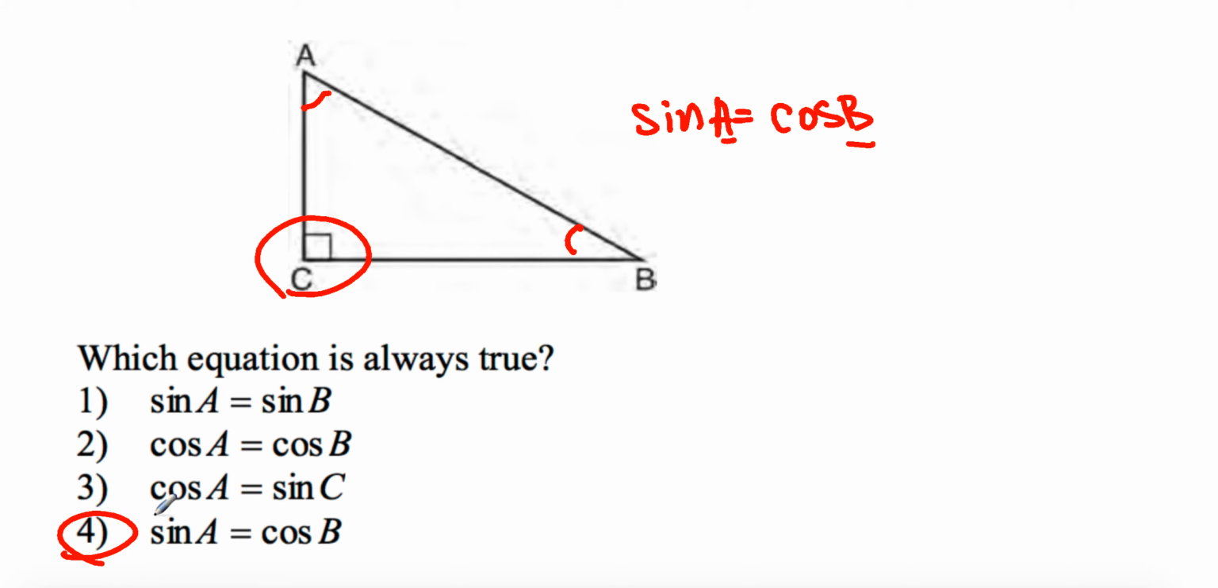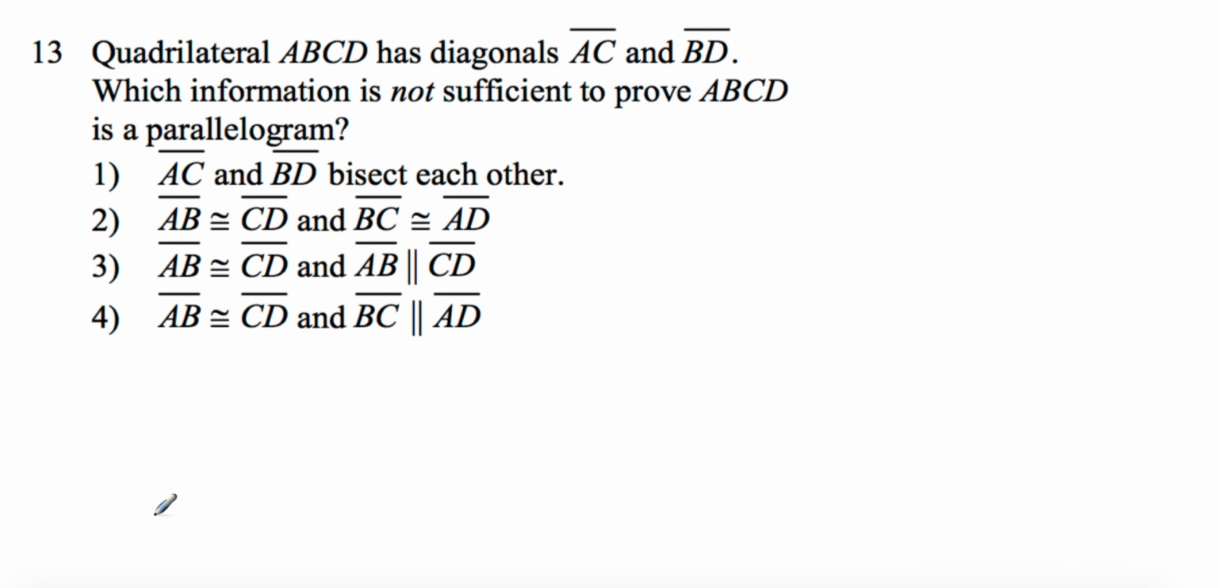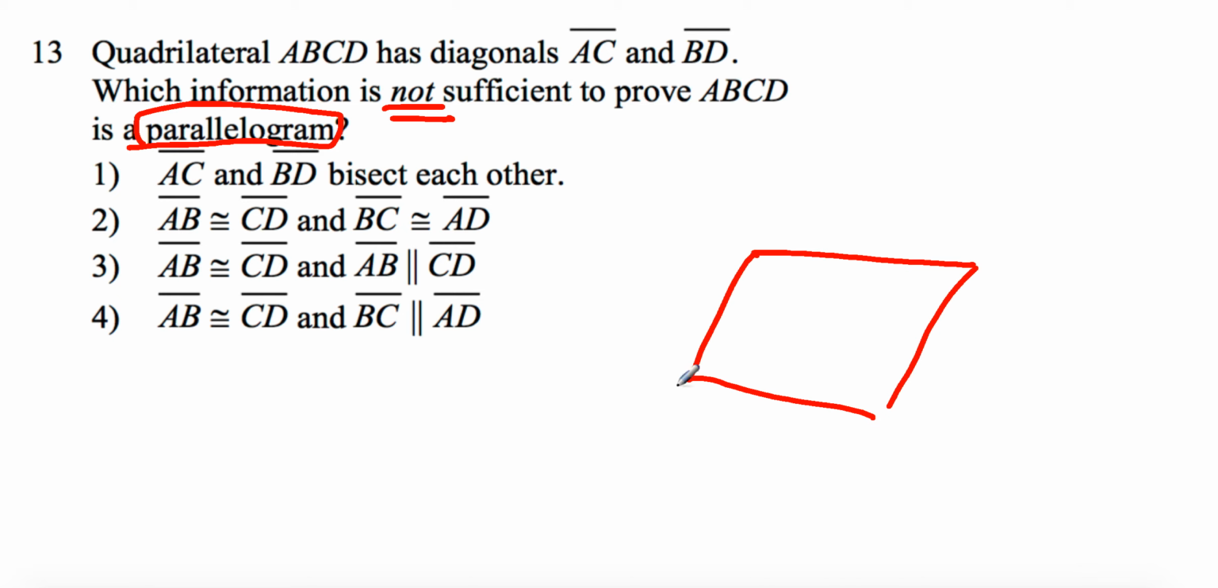All right, let's move on to the next question, number 13. Quadrilateral ABCD has a diagonal. Now, which is not sufficient to prove that it's a parallelogram? It's kind of difficult, so I'm just going to draw a figure, AB, CD. So AC and BD bisect each other. Will that be enough to show that something is a parallelogram? Yes, it is. That's one of the ways for you to prove that something is a parallelogram.